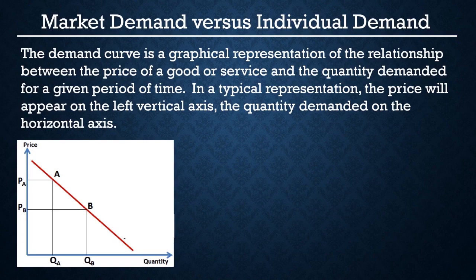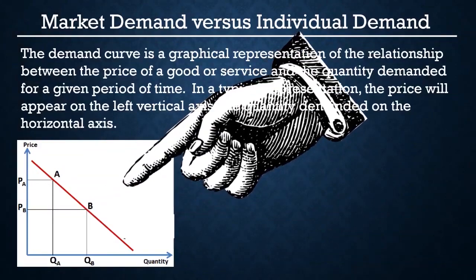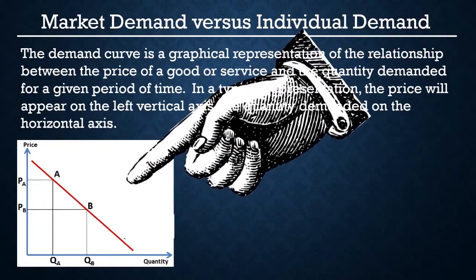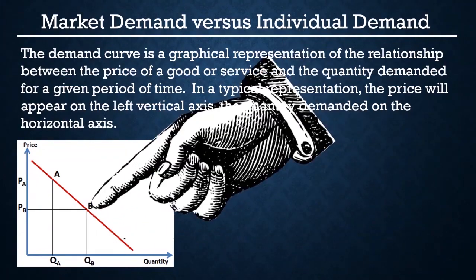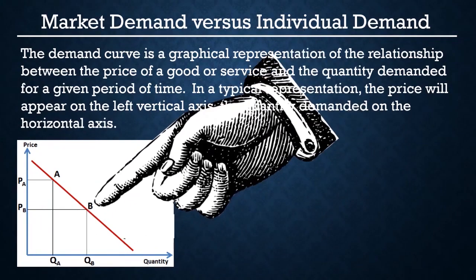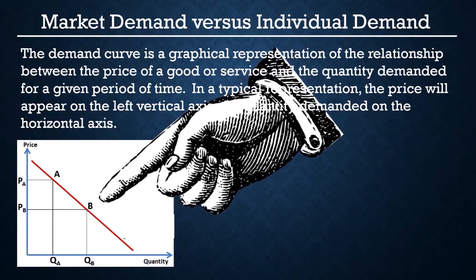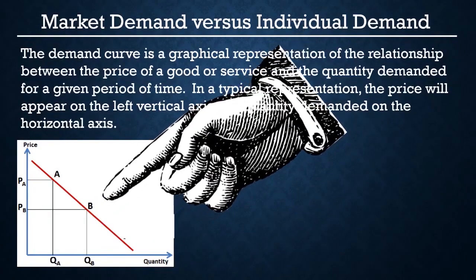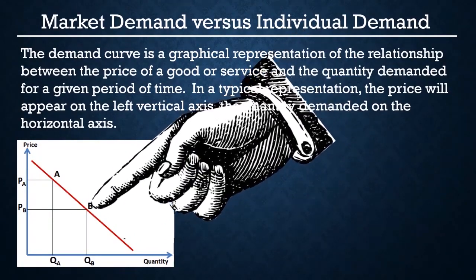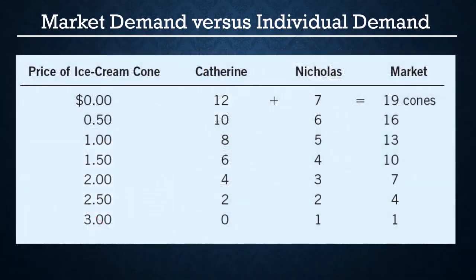The demand curve is a graphic representation of the relationship between the price of a good or service and the quantity demanded for a given period of time. In a typical representation, the price will appear on the left vertical axis, the quantity demanded on the horizontal axis. Let's take a look at how this is explained in your textbook. It's pretty easy to figure out.